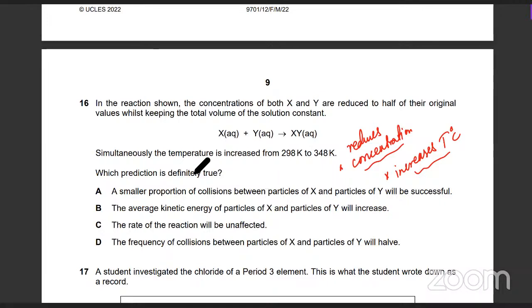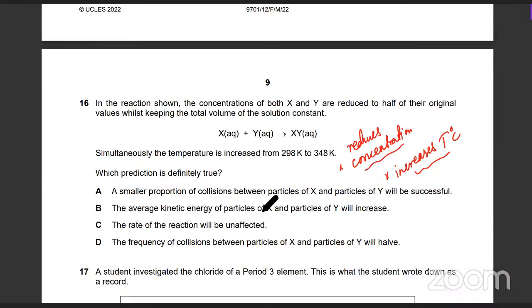Which prediction? So we're not really sure whether it's going to completely cancel out or whether one of them has a greater effect. So we don't know whether it's going to speed up or slow down. So which prediction is definitely 100% true? A smaller proportion of collisions between particles X and particles Y will be successful. We can't tell. We can't say whether it's slowing down, we can't say whether it's speeding up.